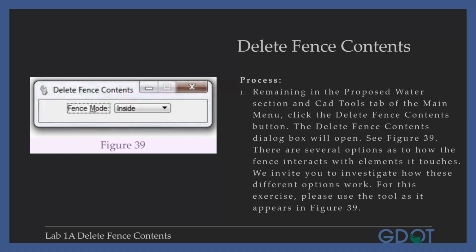Remaining in the proposed water section in the CAD Tools tab of the main menu, click the Delete Fence Contents button. The Delete Fence Contents dialog will appear as depicted in Figure 39. There are several options as to how the fence interacts with the elements it touches. We invite you to investigate how these different options work. But for this exercise, we recommend using the tool as it appears in Figure 39.